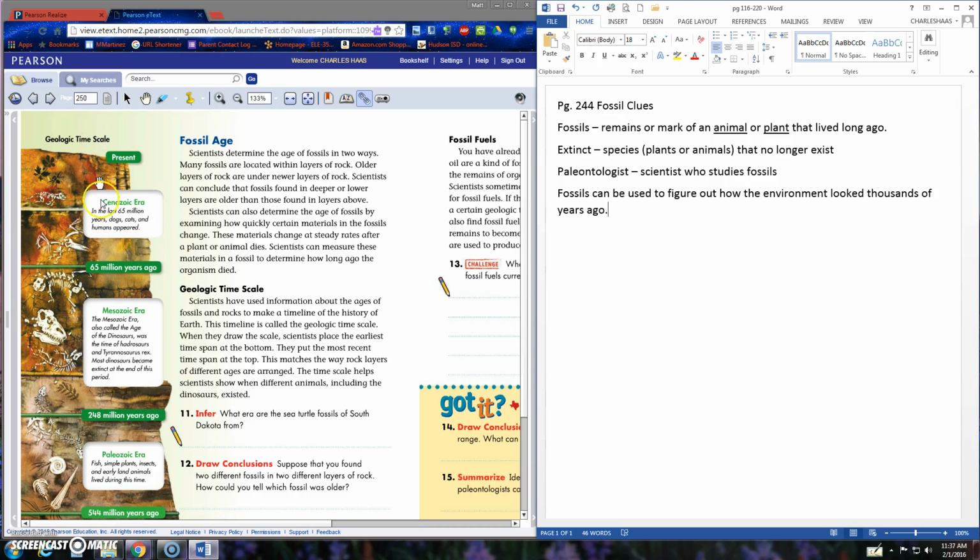Look on page number 250. It's called a geologic time scale. Today we're up here at the top, the present day. In each different layer, you're going to find different plant and animal fossils, and we can use all of those to explain what the land looked like. How was the environment back then when these creatures, organisms, were alive? Cool, huh?